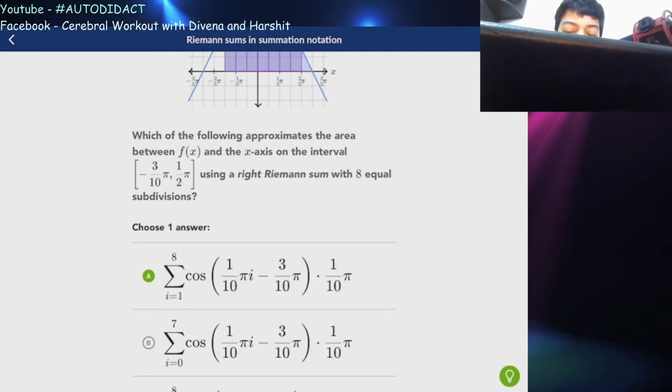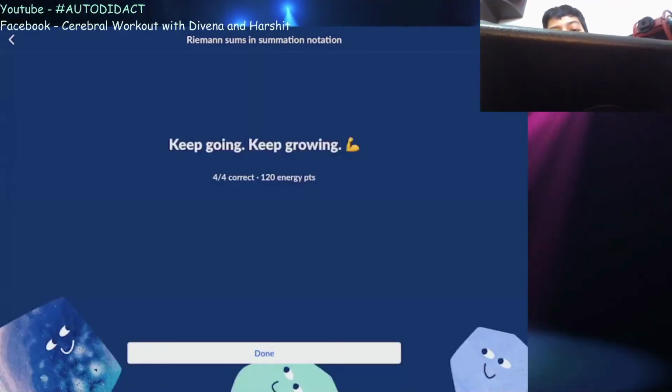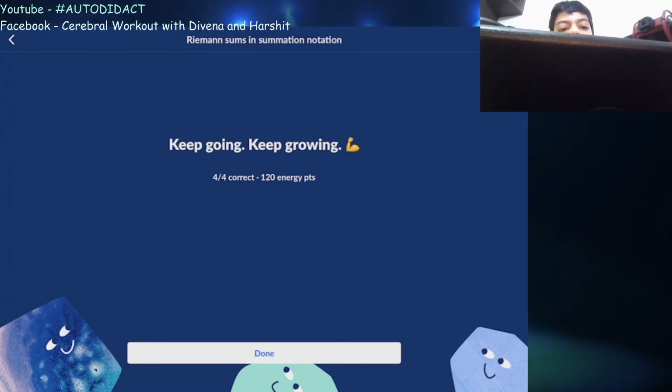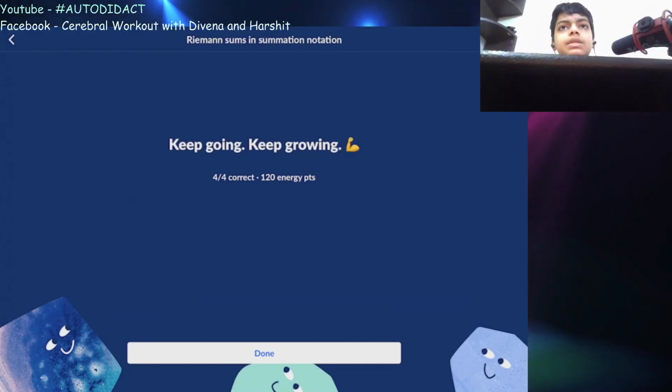Let's check our answer. Correct. We did all of them correct. So this was the Riemann sums in summation notation exercise. So bye everyone.